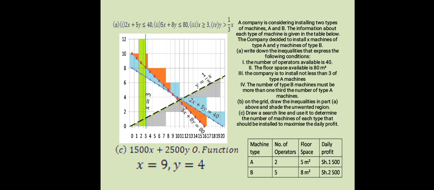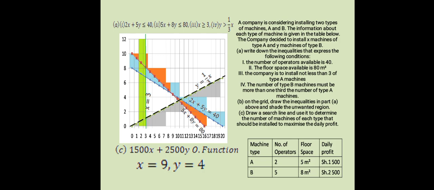1. The number of operators available is 40. 2. The floor space available is 80 meters square. 3. The company is to install not less than 3 of type A machines. 4. The number of type B machines must be more than 1/3 the number of type A machines.